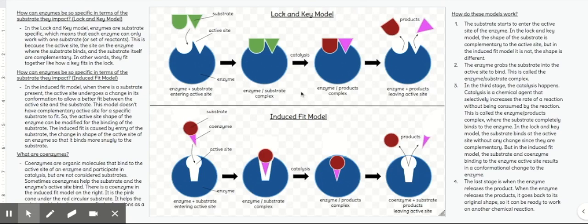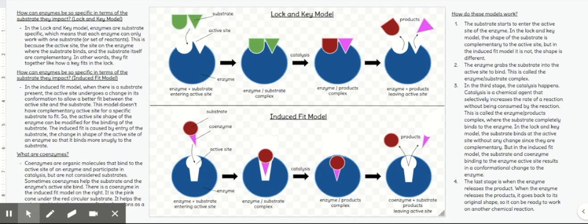In stage 3, the catalysis happens. Catalysis is a chemical agent that selectively increases the rate of a reaction without being consumed by the reaction itself. This is called the enzyme-products complex, where the substrate completely binds to the enzyme. In the lock and key model, the substrate binds to the active site without any change since they are complementary. But in the induced fit model, the substrate and the coenzyme binding to the enzyme's active site results in a conformational change to the enzyme.